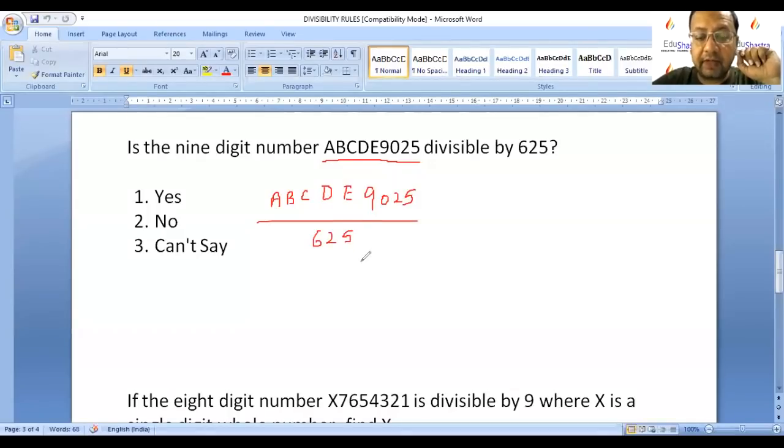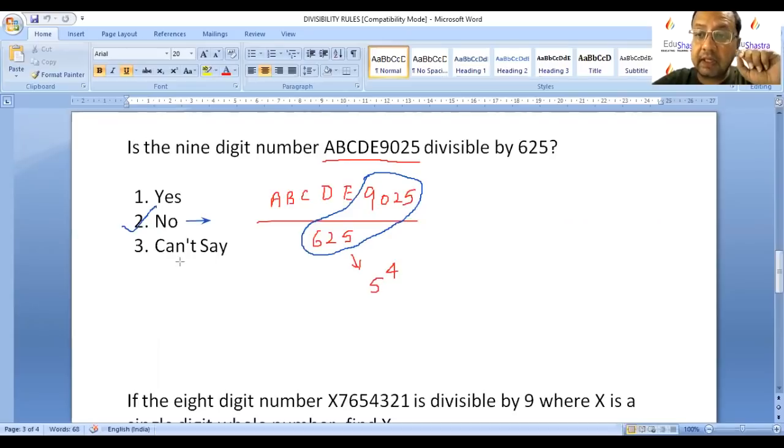So what is 625? 625 is nothing but 5 raised to the power 4, right? So what I need to check for the divisibility is the last 4 digits of this 9-digit number, that is 9025. If it is divisible by 625, then I can say that this number will be perfectly divisible by 625. Right now, 9025 is not divisible by 625. So my answer will be the second option, that is no. This number will not be divisible by 625, right?